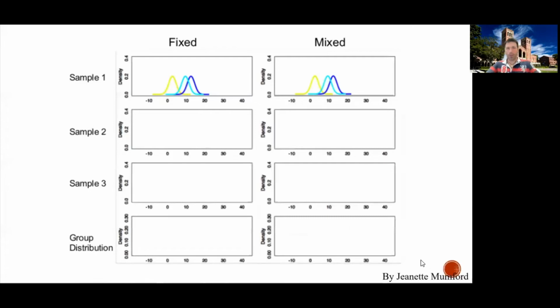Let me give you an example of the difference between a fixed and a mixed effect, because it allows us to then also better understand why they have a very different inferential scope. So let's start with, in fact, imagine the following experiment.